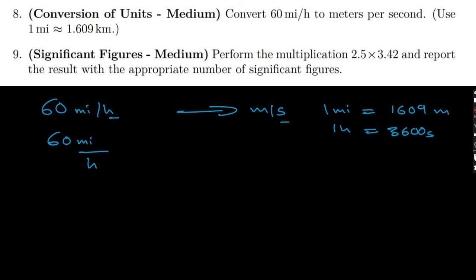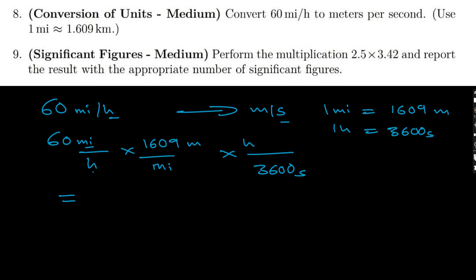So what we are going to do is this. To cancel miles, we are going to put miles down there, and we know that 1 mile is made of 1609 meters there. To cancel hours, hours must be on top, and 1 hour is equal to 3600 seconds.